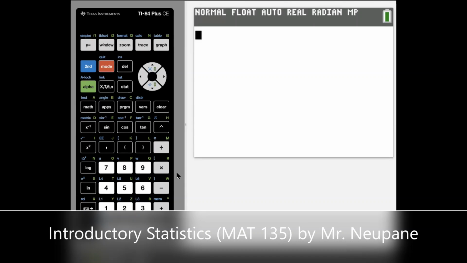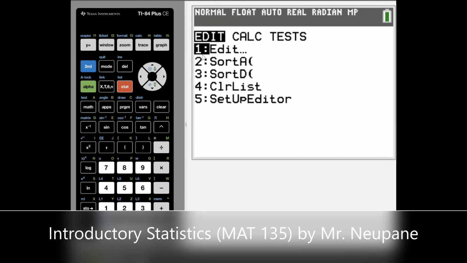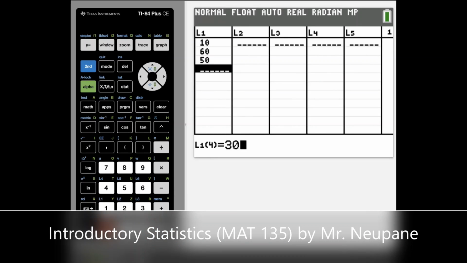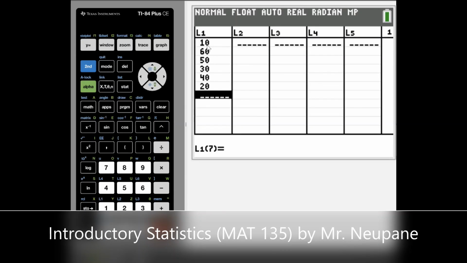So please follow along with me. What you'll do is you'll go to stat, and then number 1, you have edit. So hit enter. And then in list 1, enter the data. So this is how we can check our work. Enter the data, which is 10. Then we have 60. Then we have 50. Then we have 30. Then we have 40. Then we have 20. Is that right? So this is the data that we have.